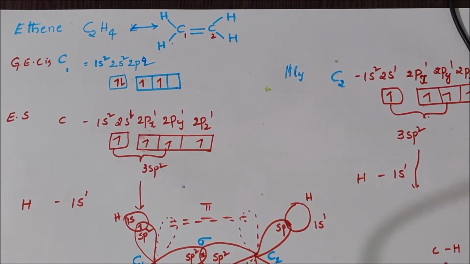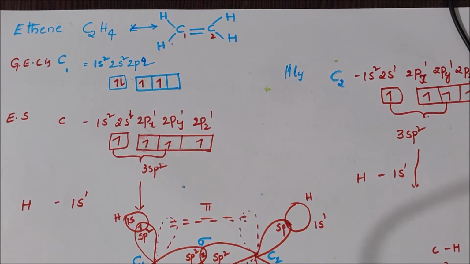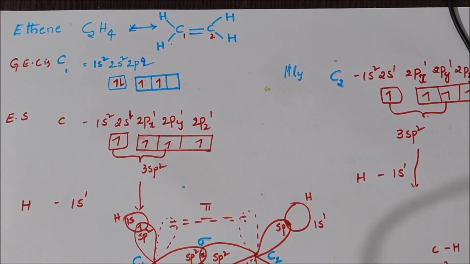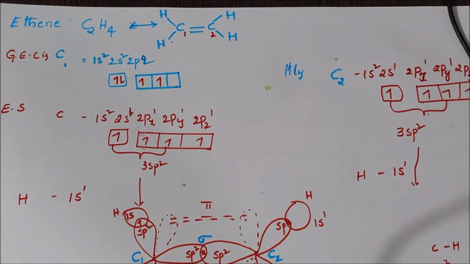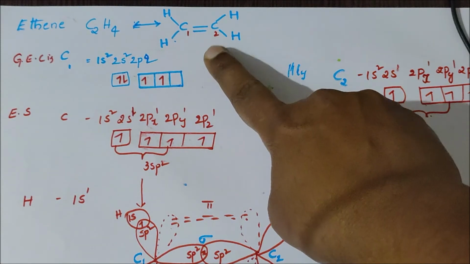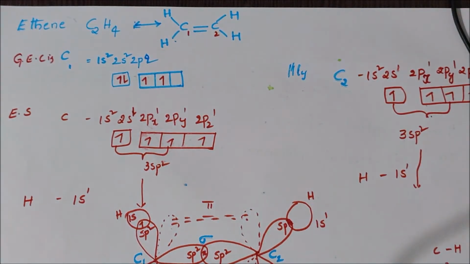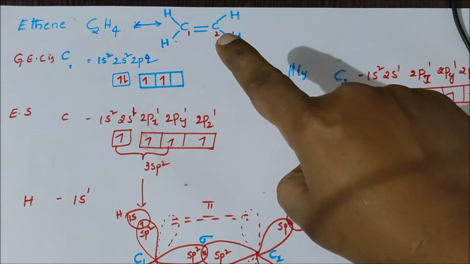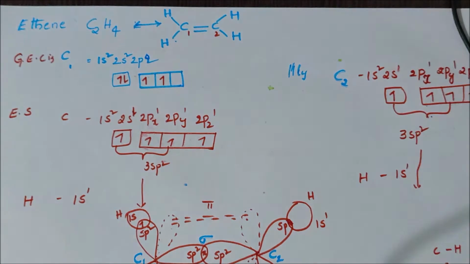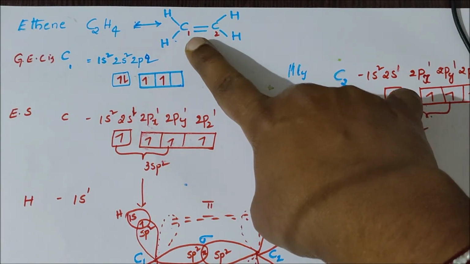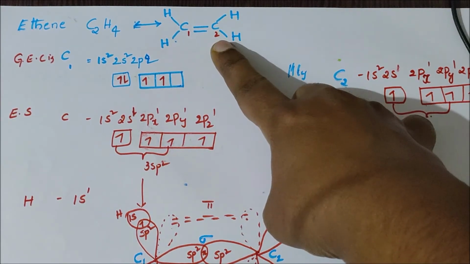The ethene molecule is a carbon-containing compound. The ethene chemical formula is C2H4. En represents the double bond between the carbon atoms, and eth represents the two carbon atoms. I represent it like this: this is the first carbon, and this is the second carbon.